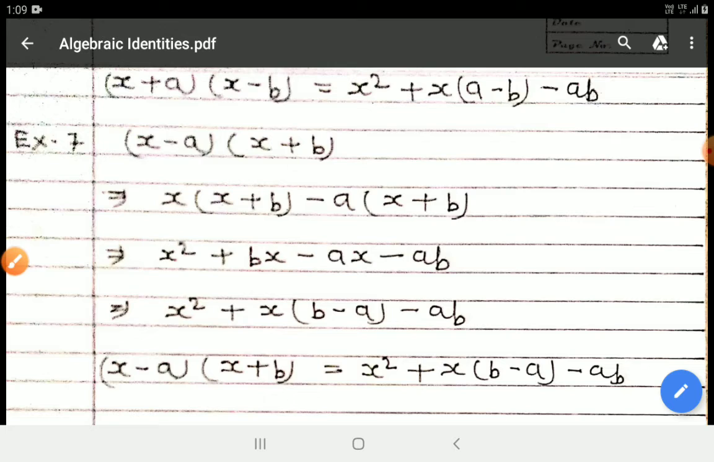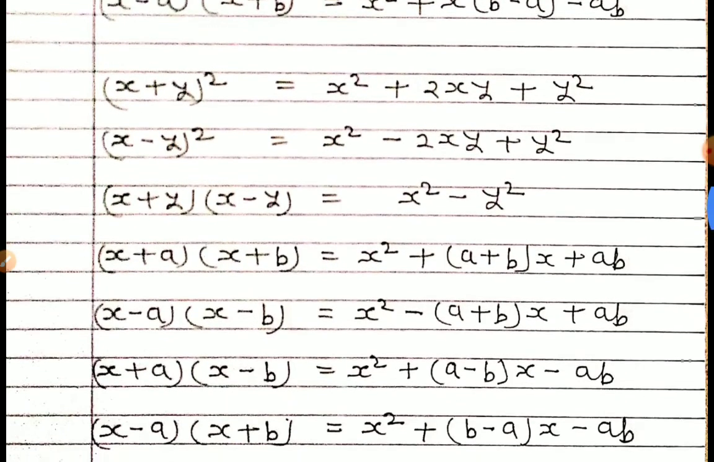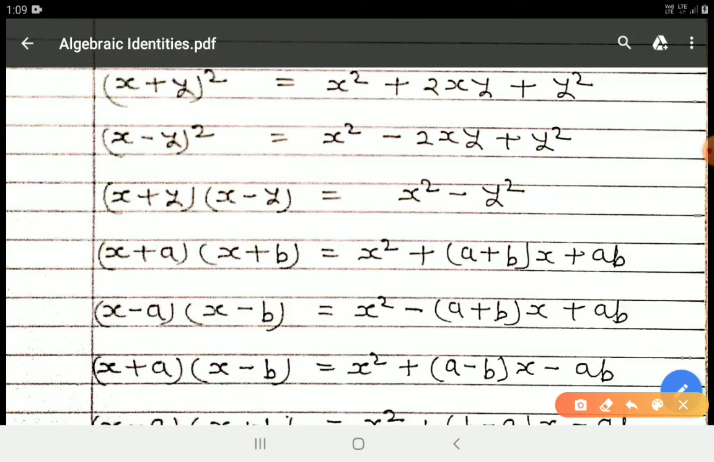So these four identities we have discussed. These four were similar, only the signs were different. Now we are just recapping what we have discussed till now. See this, students. The first identity we have discussed is (x + y)² = x² + 2xy + y².